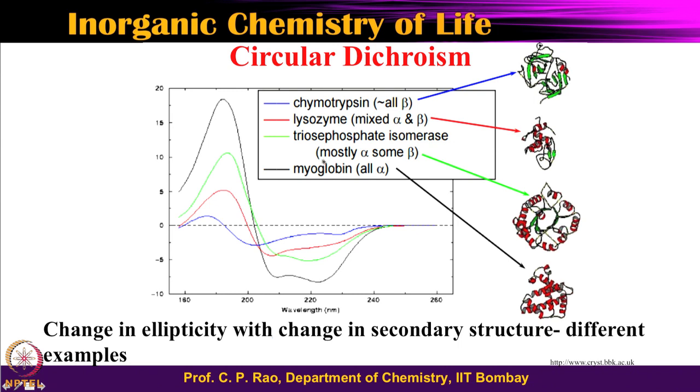Triphosphate isomerase is mostly alpha and beta, and this you can see again is very similar. And then you see myoglobin is mostly alpha, as you can see from here. So, you have different kinds of proteins having greater beta, greater alpha, or beta and alpha combined, alpha more, beta less, beta more, alpha less. All these kinds of things can be characterized by CD spectroscopy.